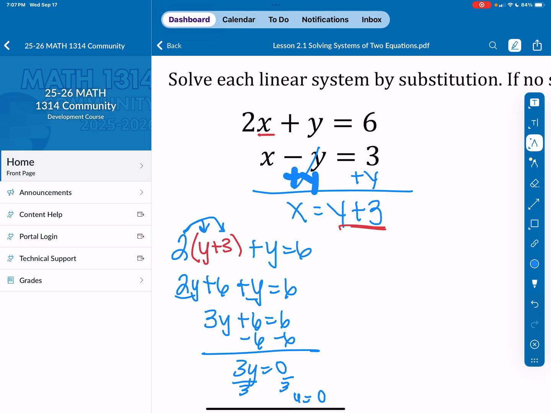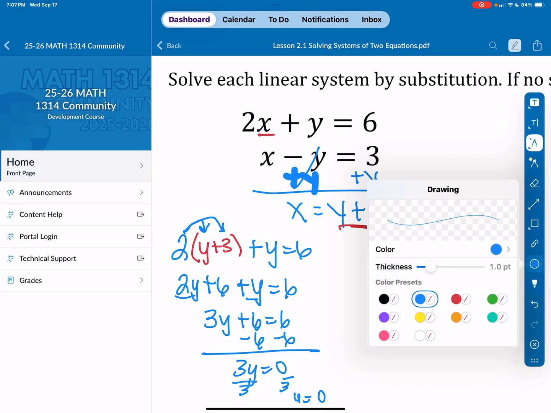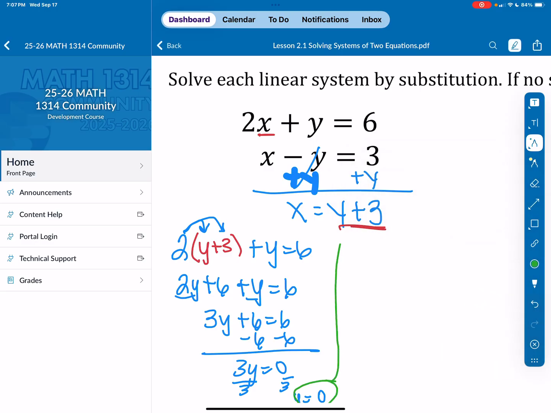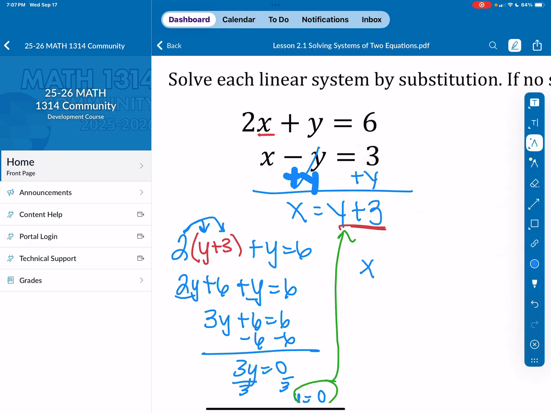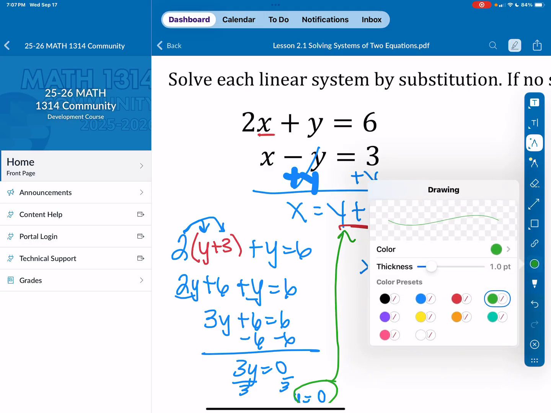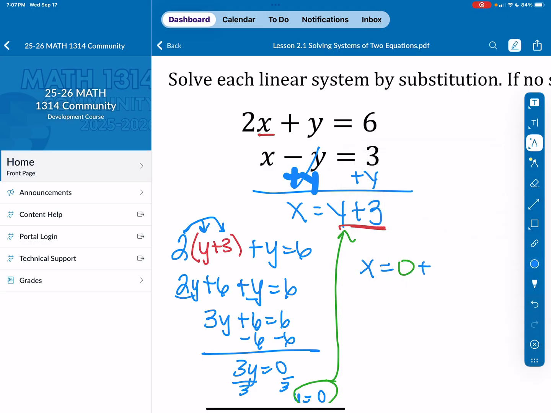So I found what my y variable is equal to, so now I need to find what x is. So I'm going to take this y, where y equals 0, and plug it into this equation. So I would have x equals 0 plus 3. So x equals 3.